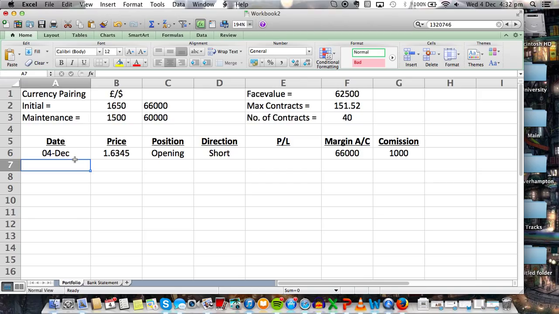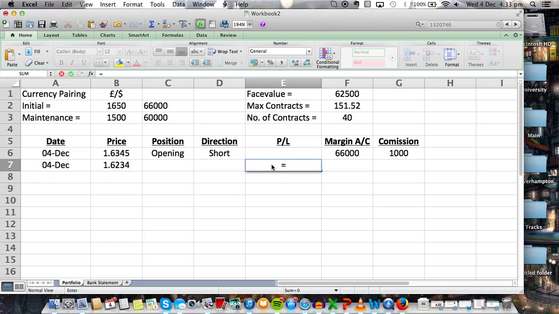Now, say for example, it's the 4th of December, so it's today. Okay? We can still settle. We still need to track our settlement price, and just so happens that our settlement price is now 1.62434. We're still in our opening position. We are still short, but we can now work out our profit and loss.